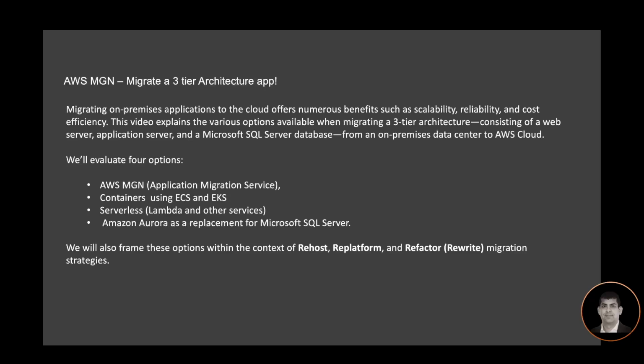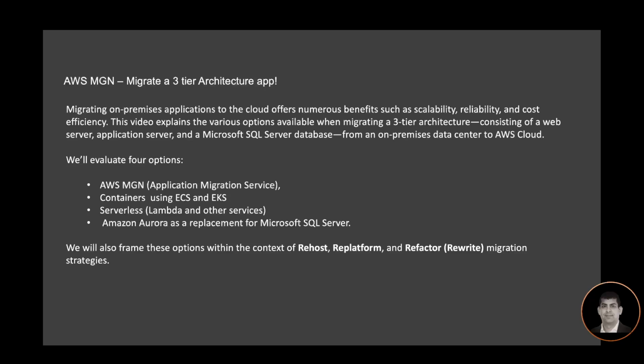So we will evaluate four options. The very first one is the Application Migration Service provided by AWS. Second is the popular approach of containers using ECS and EKS services from AWS. Third, which is getting increasingly popular, is serverless, Lambda and other services. And the fourth one is database focus, so Amazon Aurora as a replacement for Microsoft SQL Server.